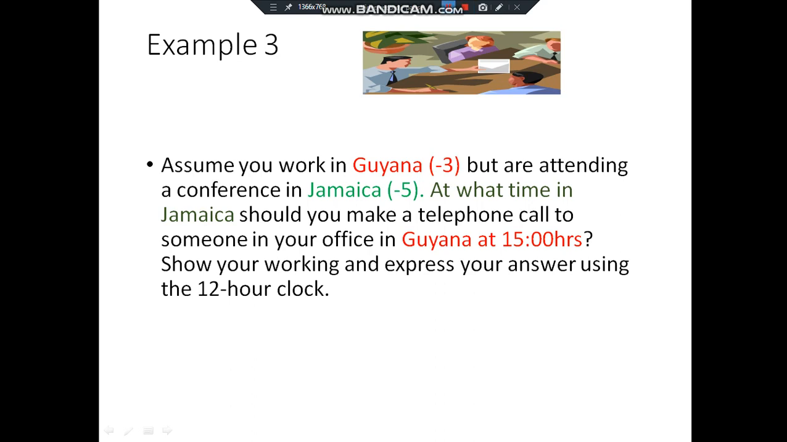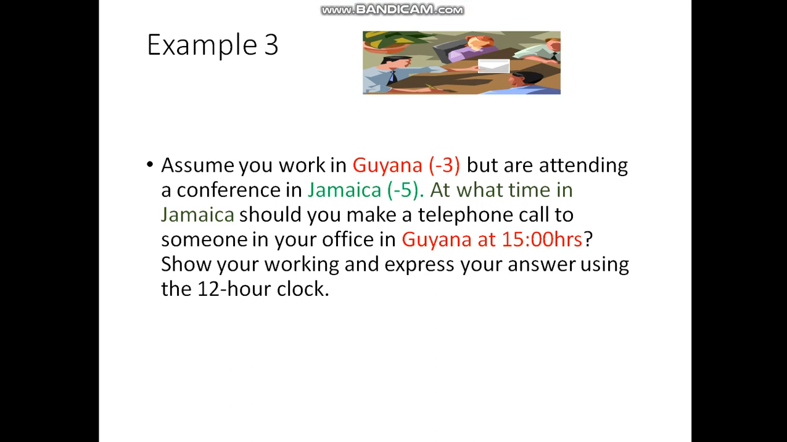So welcome, and we're going to look at the final example for our time conversion in travel arrangements. Let's get into action right away. Assume you work in Guyana but are attending a conference in Jamaica. At what time in Jamaica should you make a telephone call to someone in your office in Guyana at 1500 hours? Show your working and express your answer using the 24-hour clock.